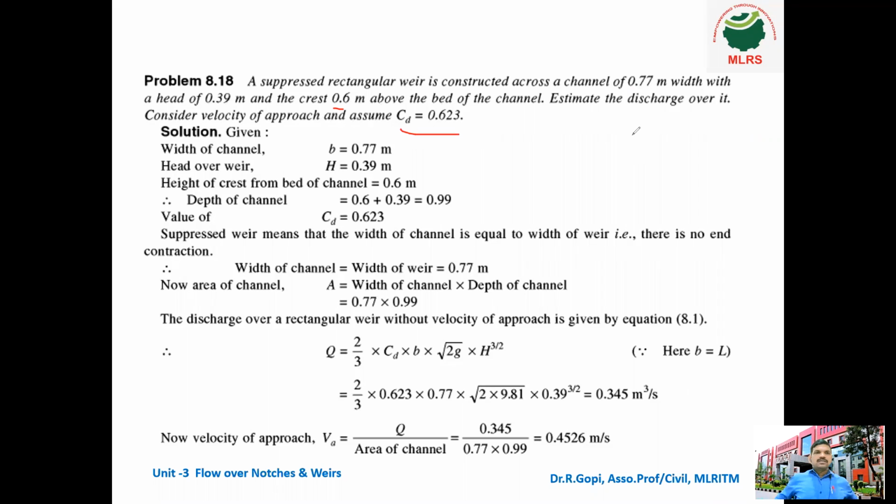Okay. So now write down the data given. So the channel width is given 0.77 meter and head over the weir. Head over the weir is 0.39 meter. Next, height of the crest from the bed of the channel, 0.6 meter. Okay.